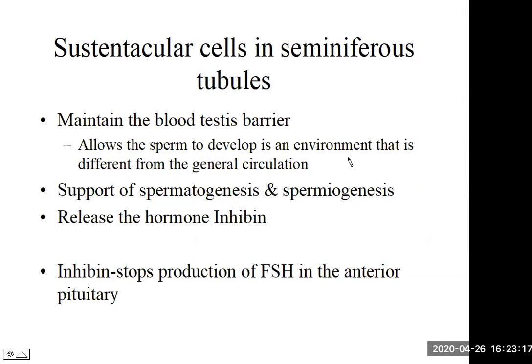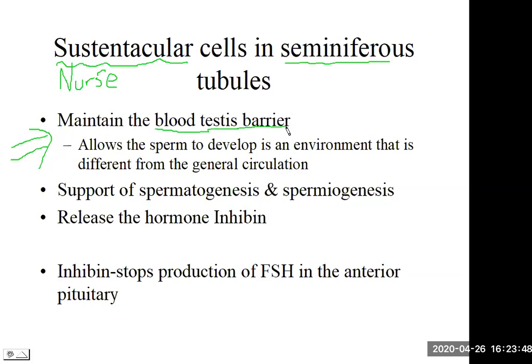So still within the area of the seminiferous tubules, another cell type found in the area, one name for it is sustentacular cells, or just a simple name, a nurse cell. And these nurse cells have a supportive function in terms of production of sperm. So the first one that is very important here is that nurse cells produce what's called the blood testis barrier.